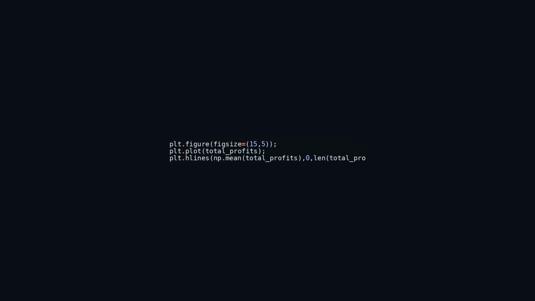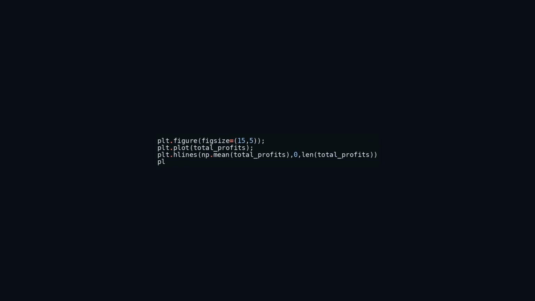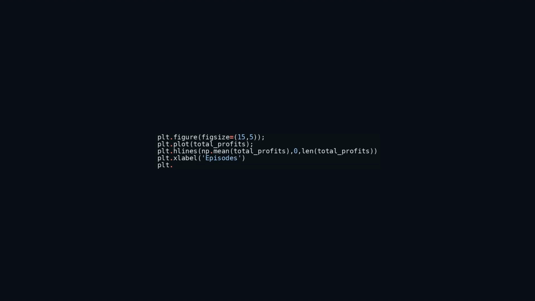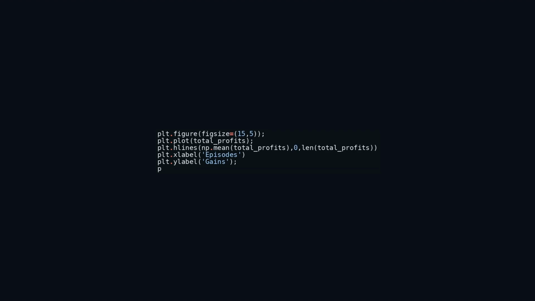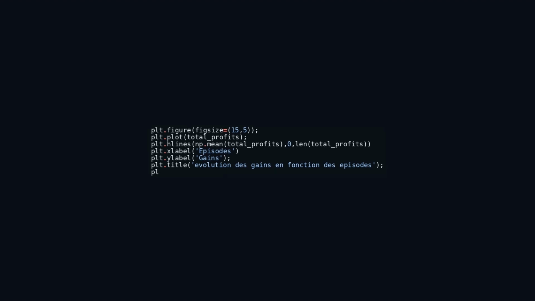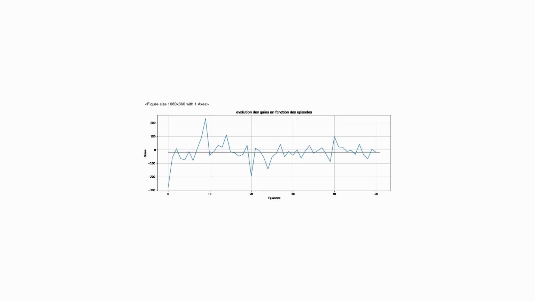A horizontal line representing the average value of total profits across all episodes is incorporated with the line plt.axhline(mean total profits, 0, len total profits). The x-axis label is designated as episodes with plt.xlabel(episodes), while gains is assigned as the label for the y-axis through plt.ylabel(gains). The plot's title, evolution des gains en fonction des épisodes, translated to English as evolution of gains with respect to episodes, is set via plt.title. Finally, to enhance legibility, a grid is introduced to the plot by executing plt.grid.